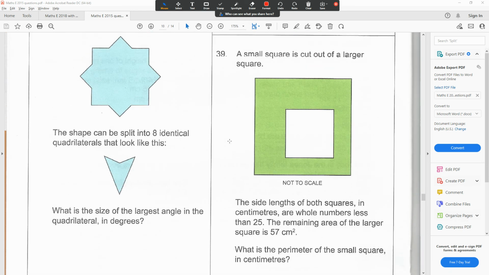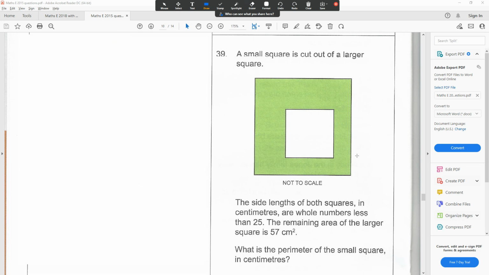Okay, let's have a look at question number 39 now. Question 39 says a small square is cut out from a larger square. So there's squares. Important terminology there. They are squares, so obviously all the sides are equal. If you have to work out the perimeter, you add it up. But if you have to work out the area, you would multiply length times width. So think about those formulas.